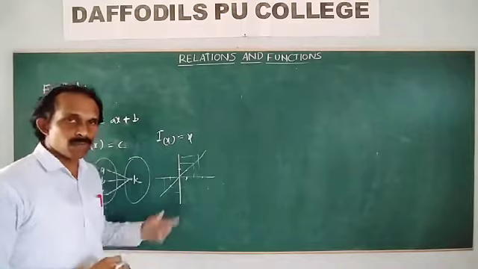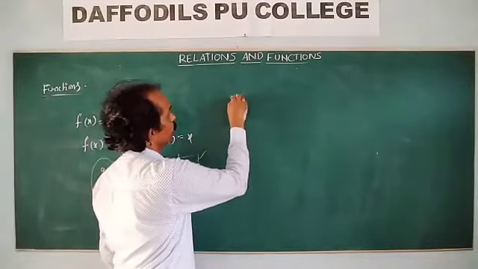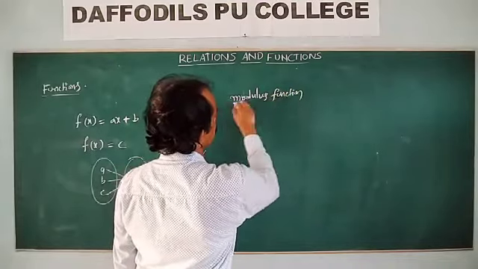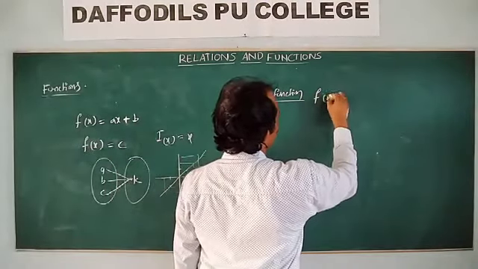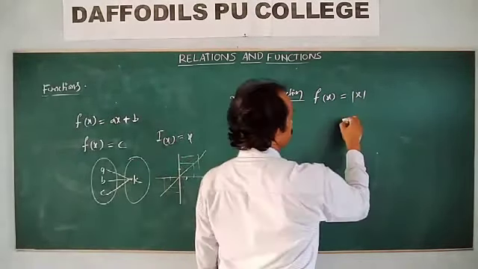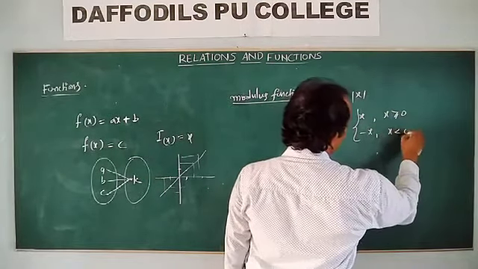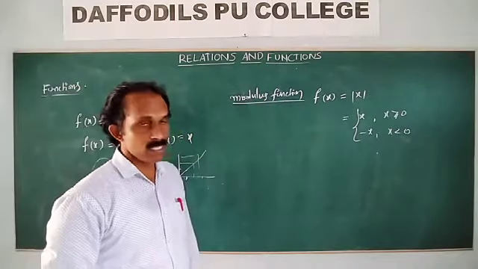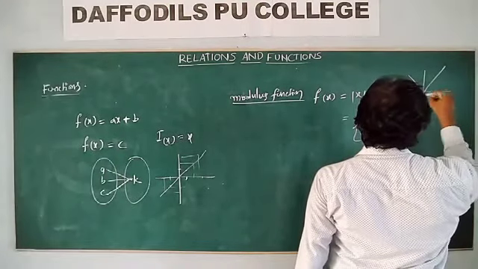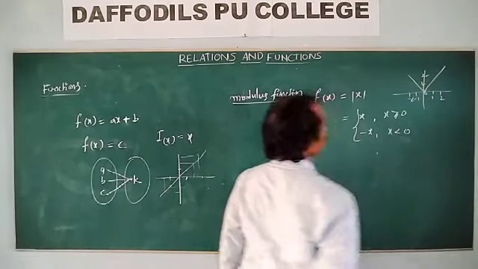Rational function, that is in the form of 1 by x. f of x is equal to 1 by x, or f of x by g of x. Next important function, modulus function. f of x is equal to mod x. What is the definition of the modulus function? It is equal to x for x greater than or equal to 0, and minus x for x less than 0. This is the modulus function definition. This is the graph of the modulus function, with 1, minus 1, 2, minus 2, like this. Okay, this is the modulus function.